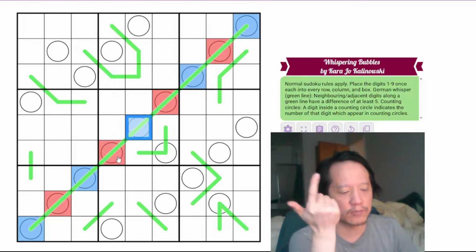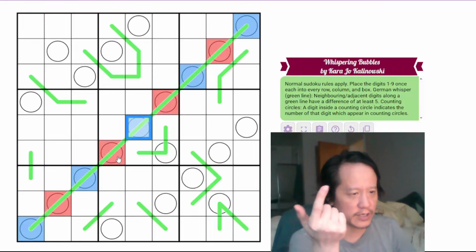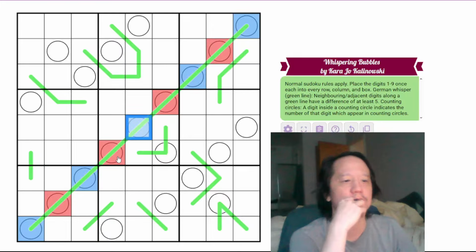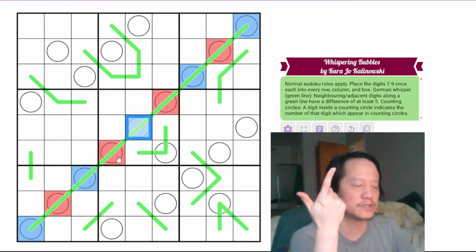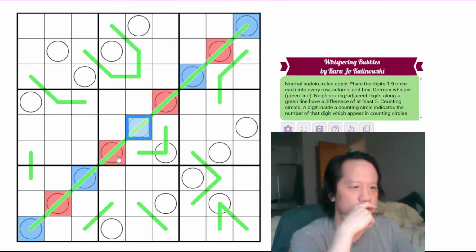So 7 and 8 would require 1, 2, and 3 to be next to it. That's possible. Then you have 7 and 9, which adds up to 16. So the 2 remaining would have to be 1, 4 or 2, 3.